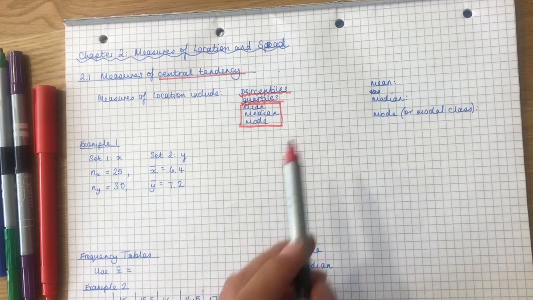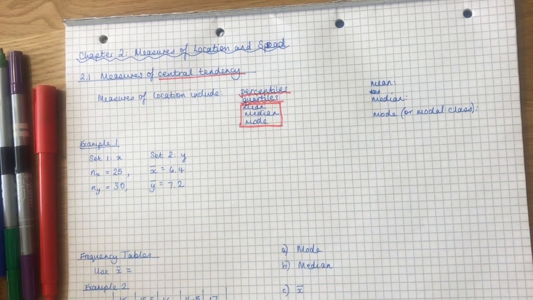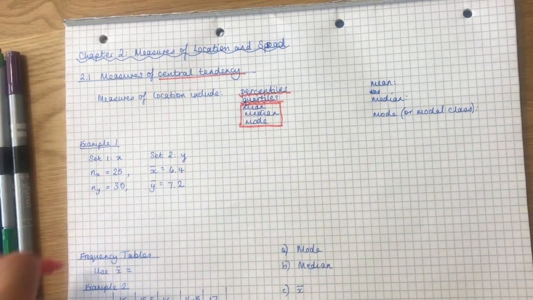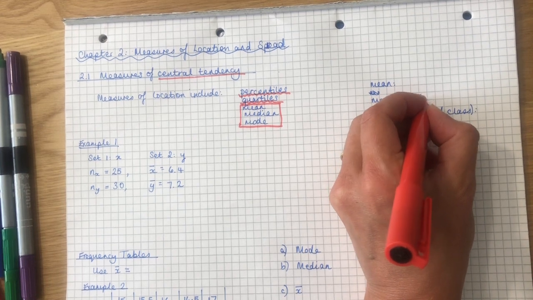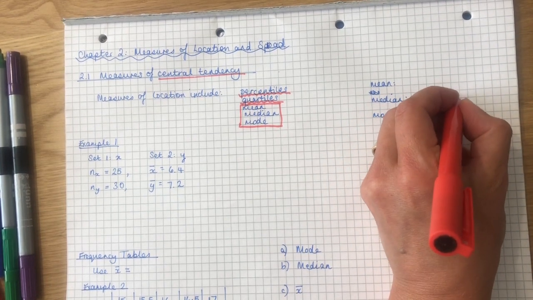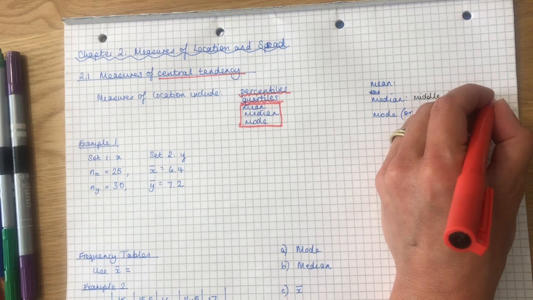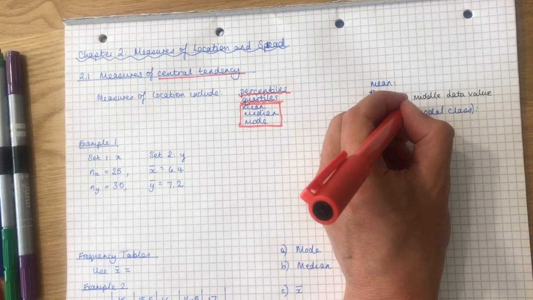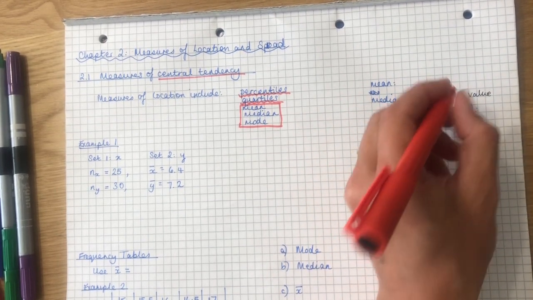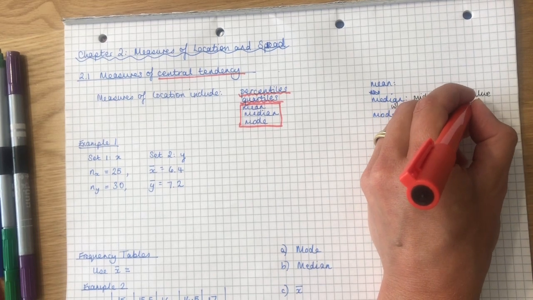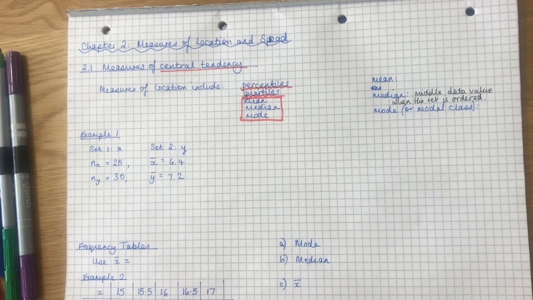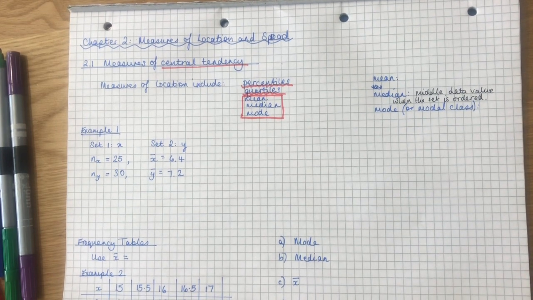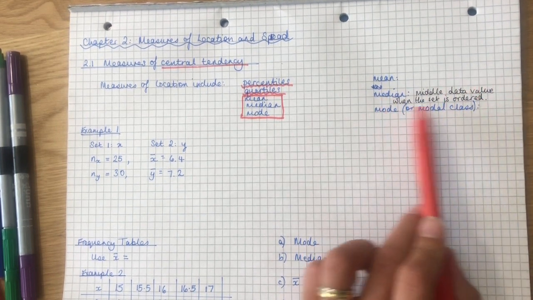So one of the ways we have of doing it is by listing all the data values in order and finding the value that's in the middle. If we do it that way, that's called the median of the data. So the middle data value when the set is ordered. You could order it ascending or descending, it wouldn't make a difference to where the middle data value was. But that's not the only way of thinking about the middle of a data set.